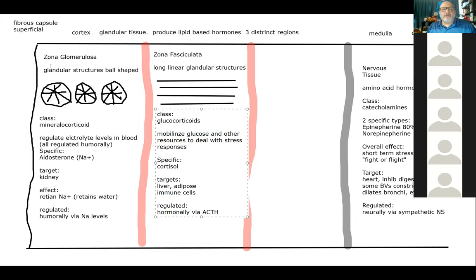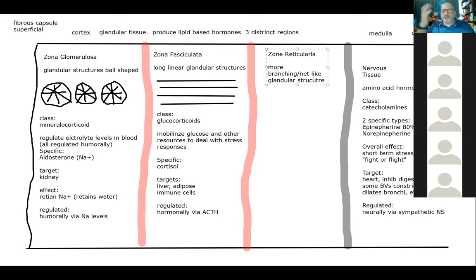All righty. So far, so good. Here's where things get a little wonky. Our third layer is the zona reticularis. Reticular, where have we heard that term before? Reticulum. All right, reticular fibers, reticular connective tissues. And remember, those were those small, elaborately branched collagen fibers. And that's what we have here. A more branch-like, or even kind of net-like glandular structure. So the fibers are more interwoven with each other. So you have more of a mesh or net-like overlapping appearance to the layer for this zona reticularis.